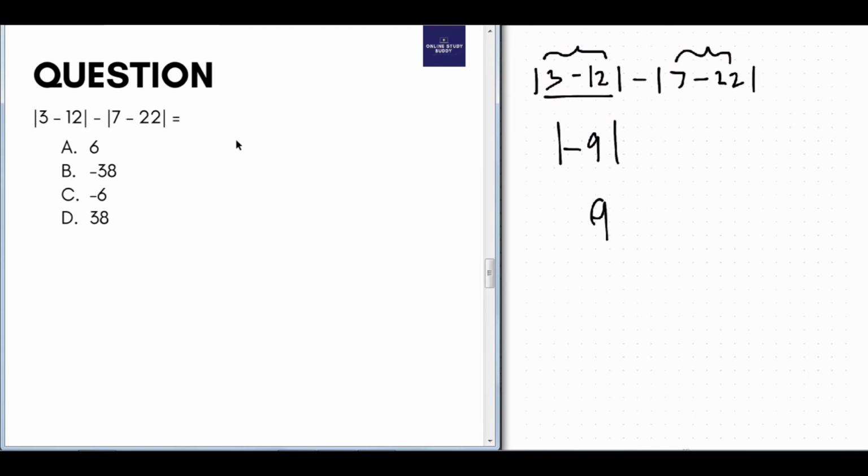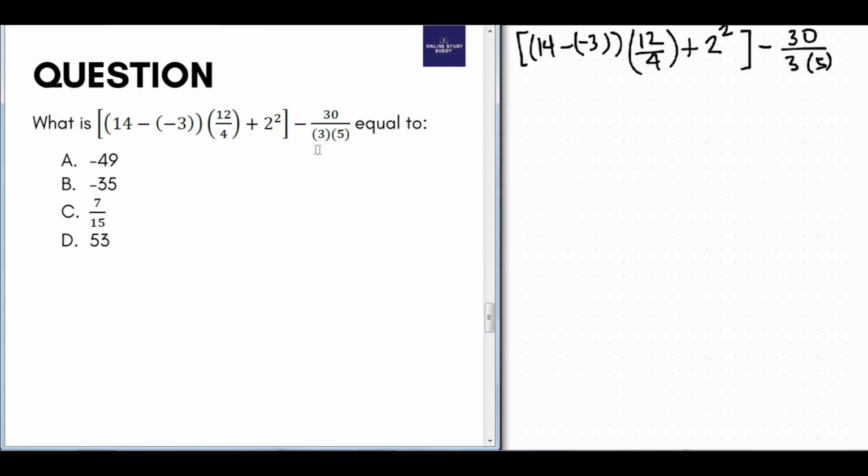Then yung next na absolute value, we have 7 minus 22. So, we will have negative 15. Absolute value ng negative 15 is 15. So, yung final na operation natin is 9 minus 15. We will have negative 6. So, wala na tayong absolute value sa labas. So, negative 6 yung final answer, which is letter C.